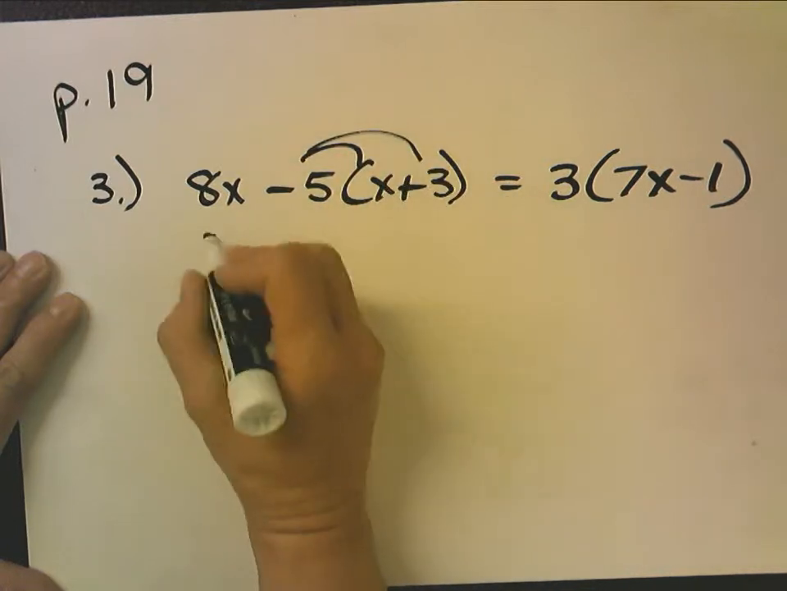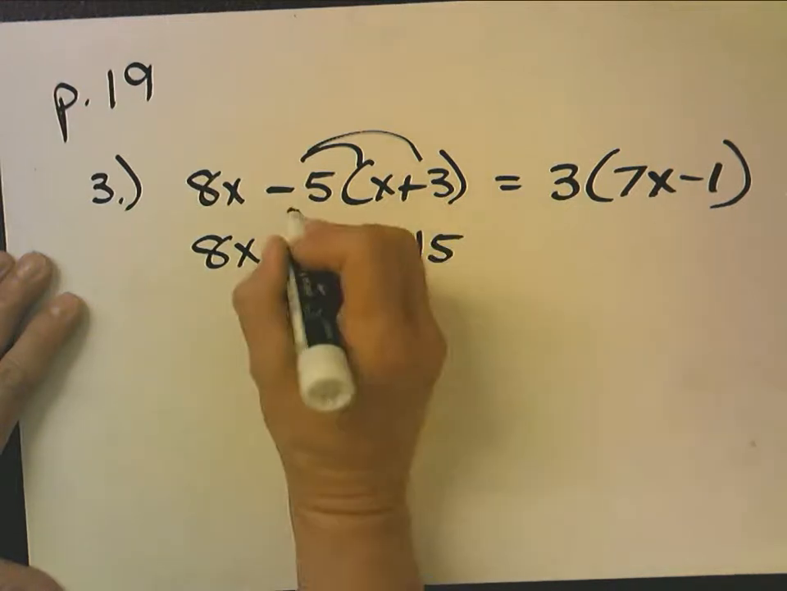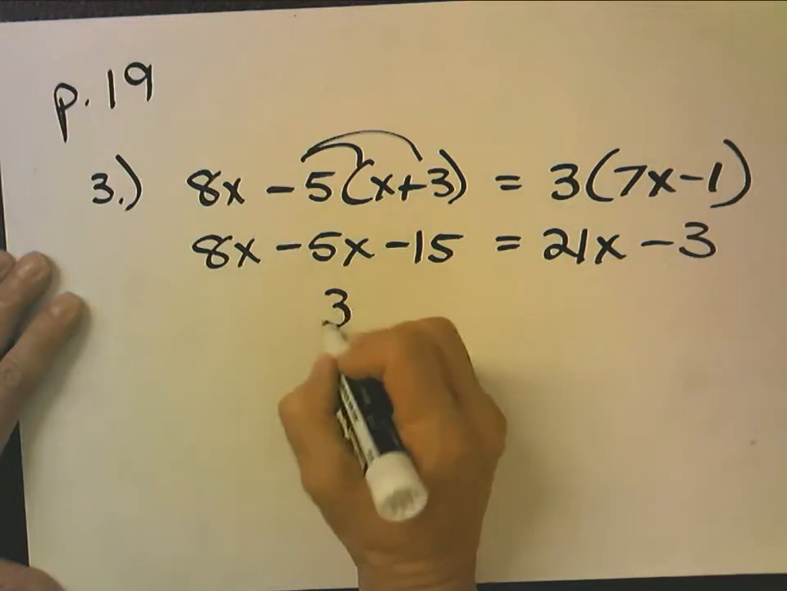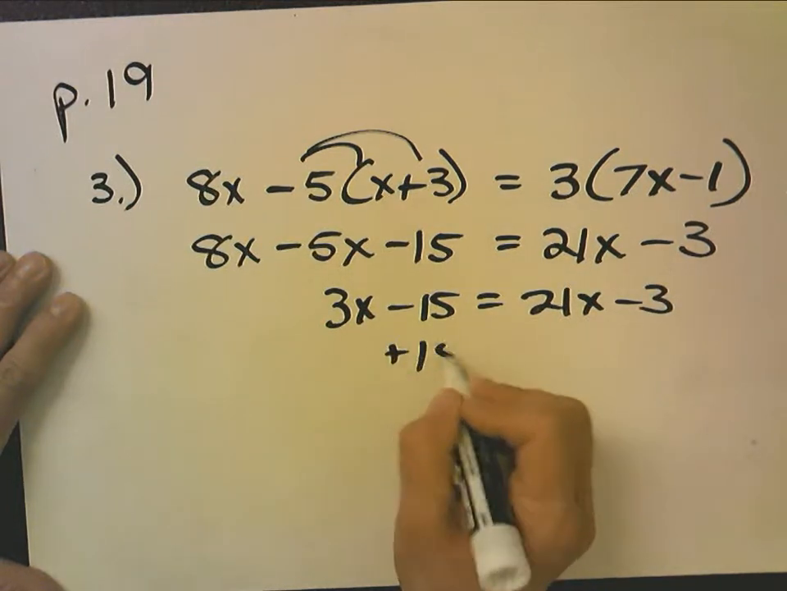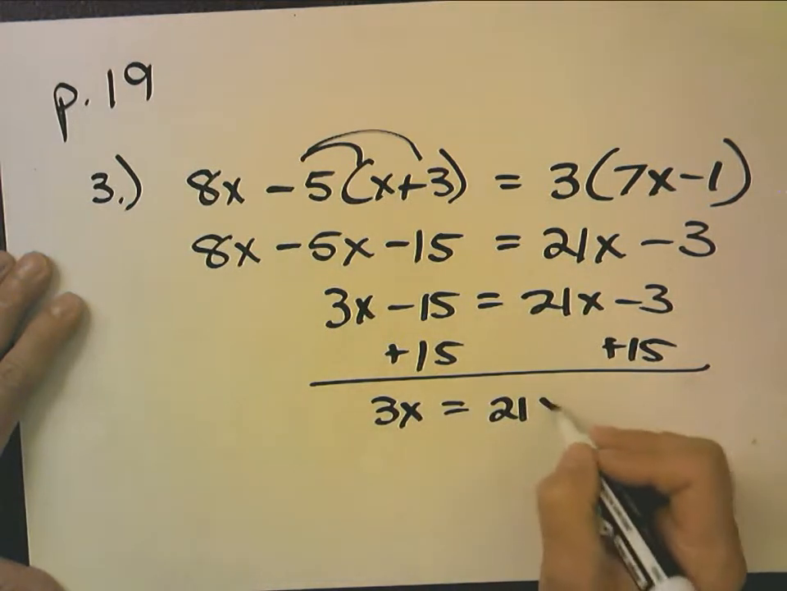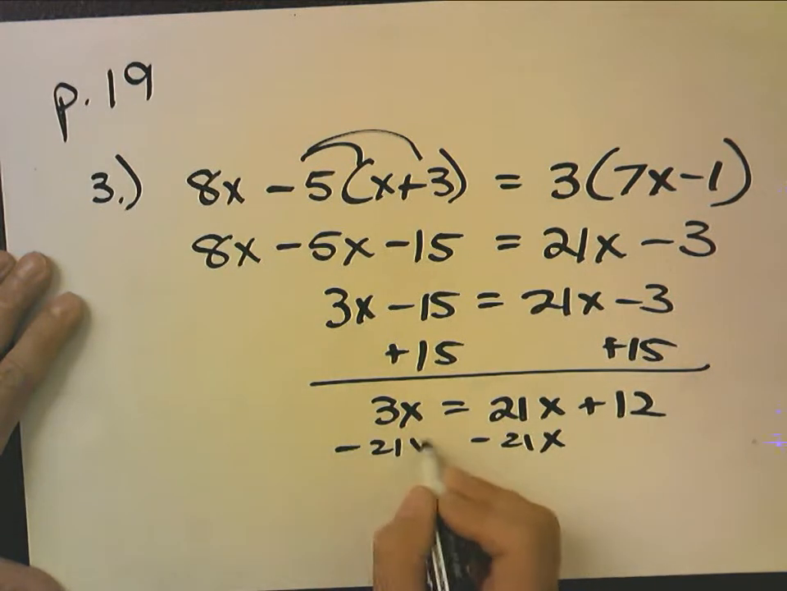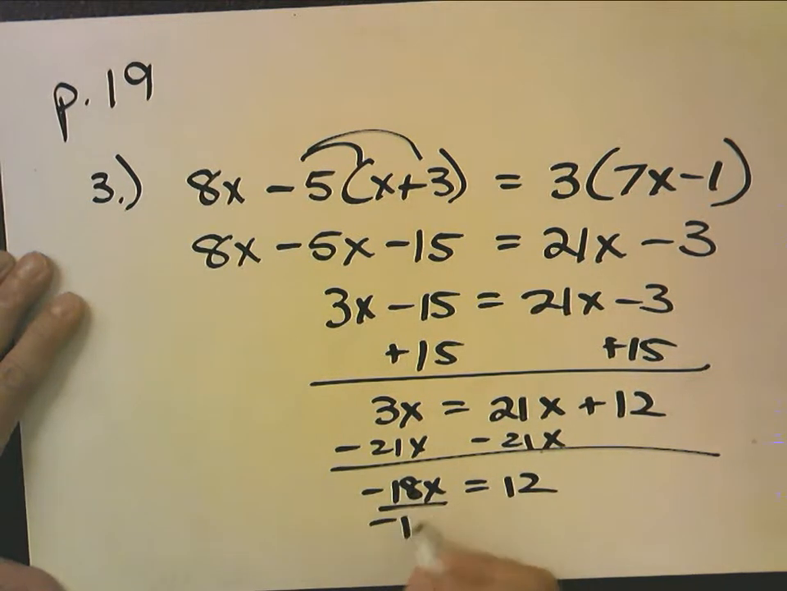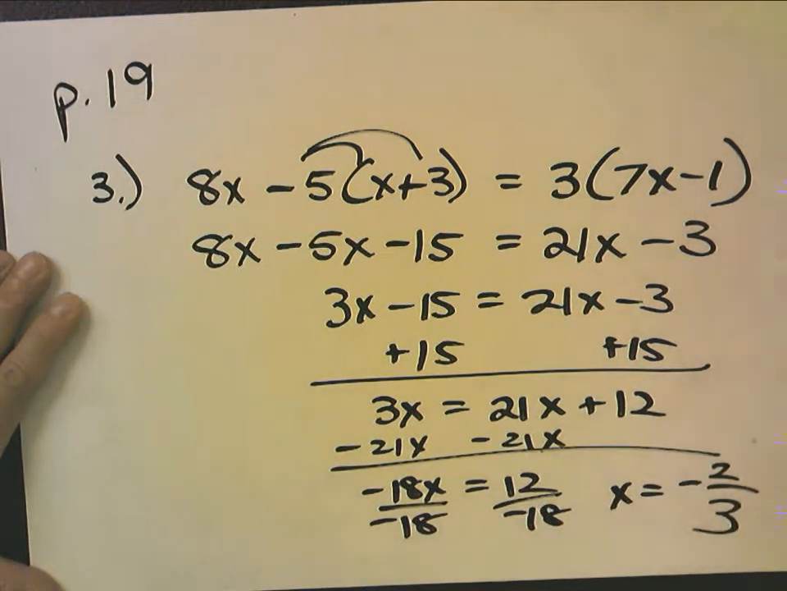So now I'm going to be careful while distributing. Minus 5x minus 15, because negative 5 times 3 is negative 15. 21x minus 3. Combine my like terms. Now I'm going to add 15 to both sides. Subtract 21x from both sides. Divide by negative 18. And when I simplify that, the answer is negative 2/3.